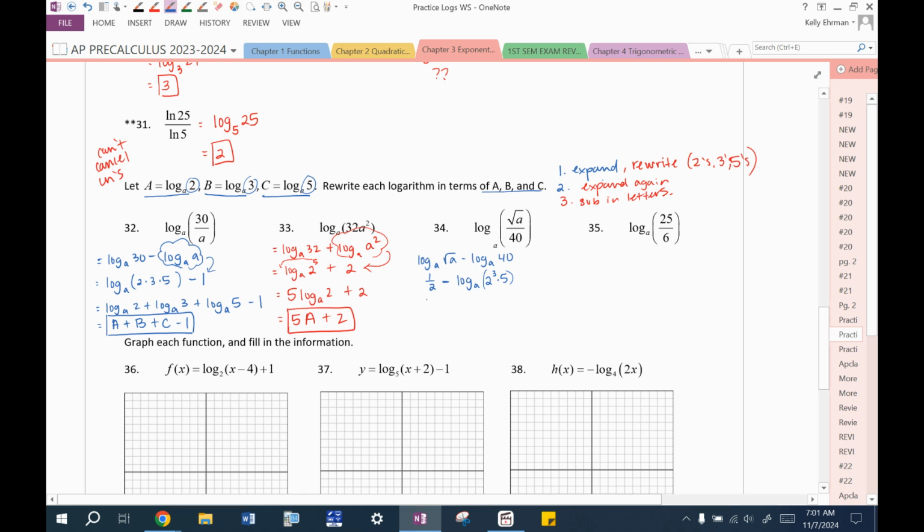Okay, so let's expand that. 1/2 minus log base A of 2 to the 3rd minus log, because it's plus, but I'm distributing the minus through. How about we do it like this? Minus the quantity, so plus for the multiplication, log base A of 5. Expand a little bit more. Remember, you're not finished if you have exponents left. And let's distribute our negative. So minus 3 log base A of 2 minus log base A of 5. So this is 1/2 minus 3A minus C.